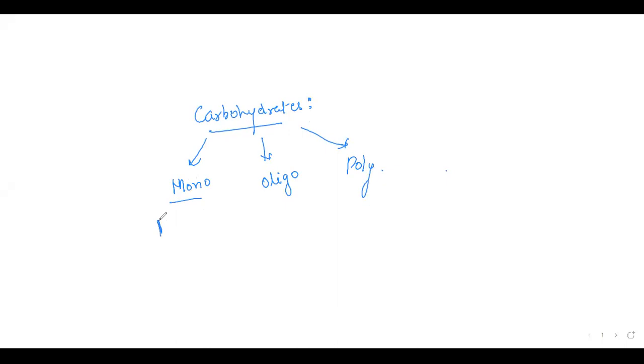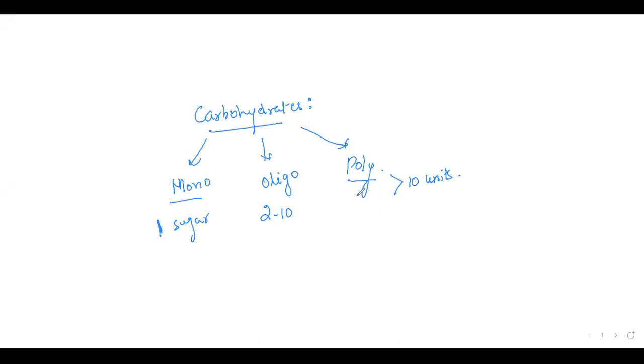We have already studied carbohydrates, and in carbohydrates we have studied that these can either be monosaccharides, oligosaccharides, or polysaccharides. Monosaccharides are made up of only one saccharide or sugar unit. Oligosaccharides are made up of 2 to 10 units of saccharides or sugar. Polysaccharides are made up of more than 10 units of saccharides or sugar.